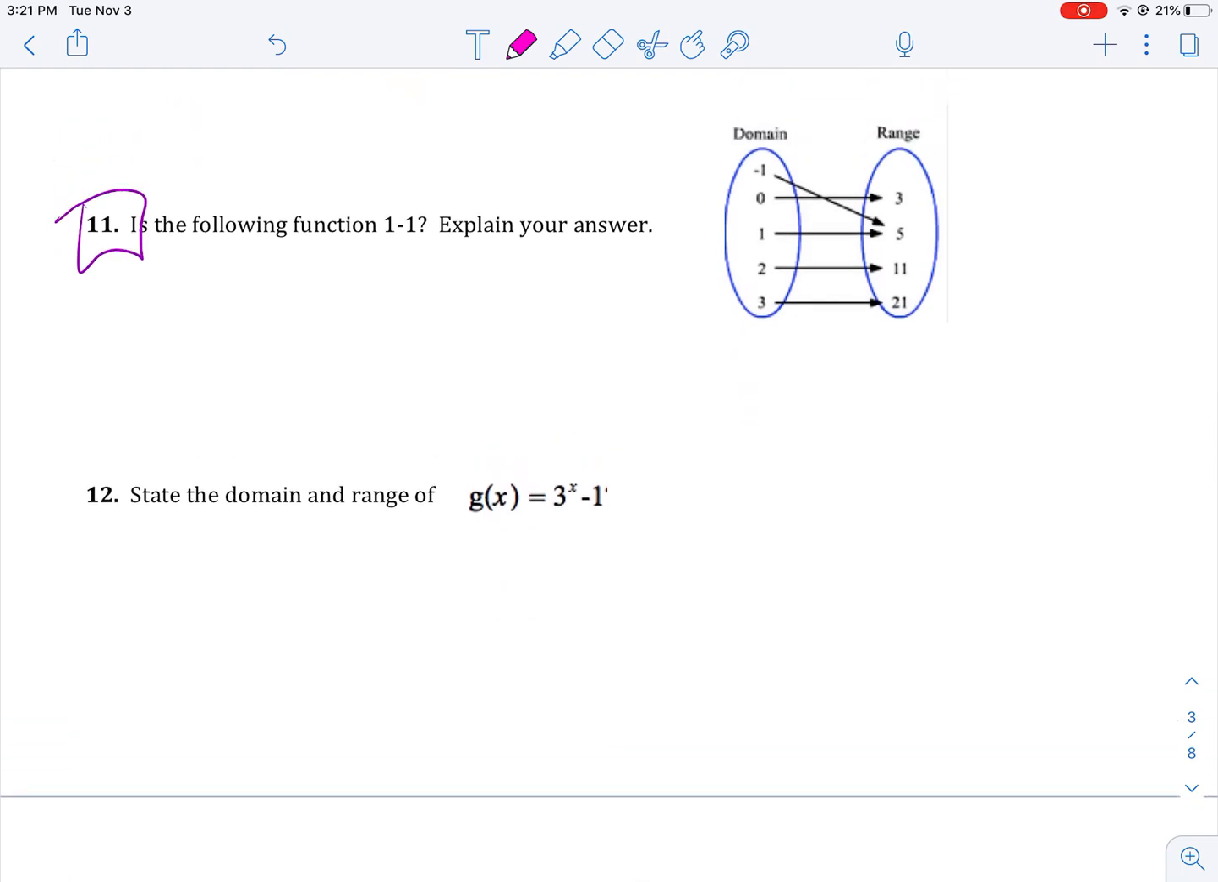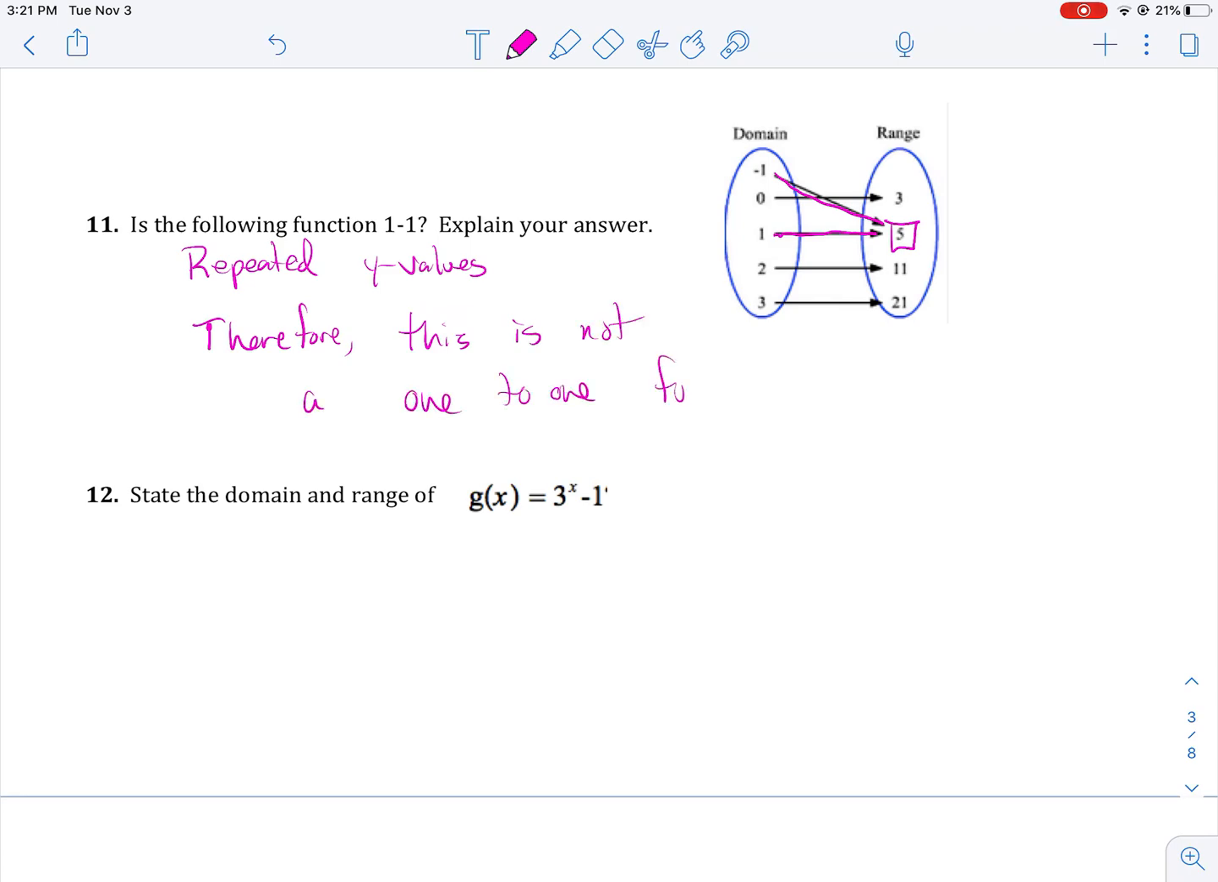Number 11, is the following function one-to-one? Explain your answer. Okay, so again, we're looking for repeated y values. And as you can see, it's still a function, because we don't have any repeated x's, but if you notice, 1 and -1 both go to 5. And so there are repeated y values, so therefore this is not a one-to-one function.